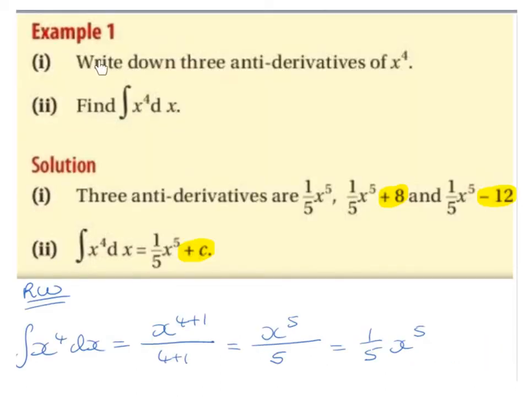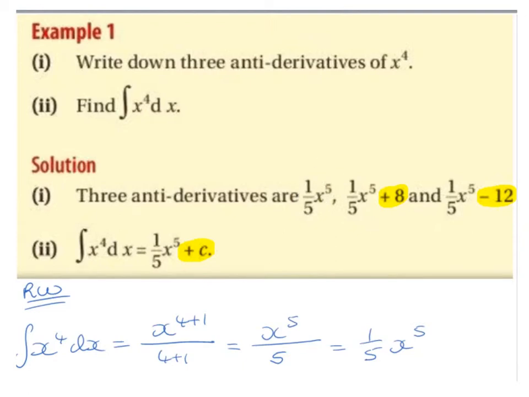Example, part 1. Write down 3 antiderivatives of x to the power of 4. So 3 antiderivatives are a fifth x to the power of 5, a fifth x to the power of 5 plus 8, a fifth x to the power of 5 minus 12, and so on. You can add on any constant you want. In this case, the constant is plus 0.